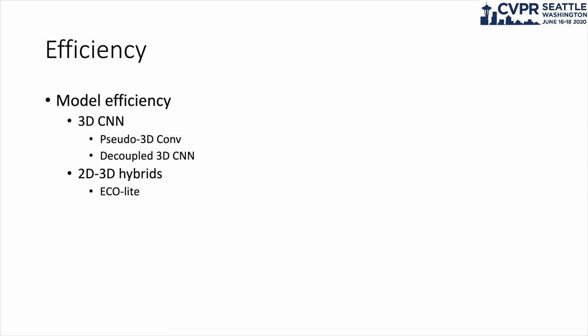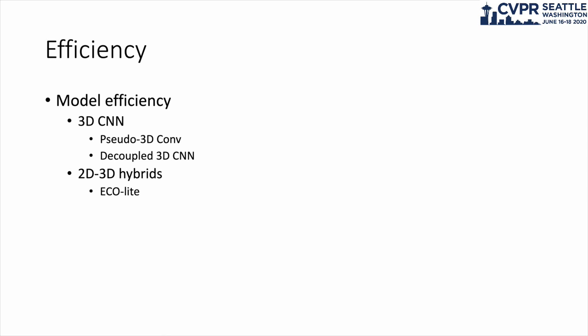On the efficiency of the video models themselves, we have seen recent advances in the 3D convolutional neural network domain. There have been works like pseudo 3D convolution and decoupled 3D CNN, which both reduce the computation overhead of 3D convolution by replacing it with a separated 2D convolution on the frame domain and a temporal convolution on the time domain. We have seen recent works that try to combine 2D and 3D CNNs, such as the ECO work, which tries to reduce the computation overhead of low-level feature extraction by only using 3D convolution on the higher-level feature maps.